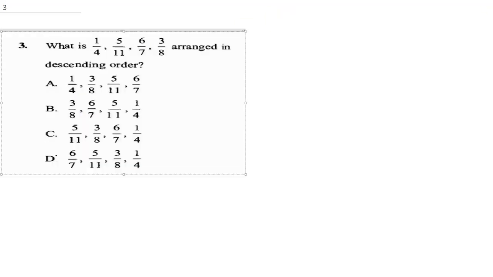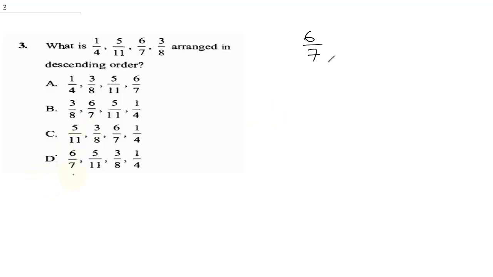And question 3 says, what is 1 over 4, 5 over 11, 6 over 7, 3 over 8 arranged in descending order? So we are going to arrange from the highest number to the lowest number. In order to be fast and beat your time in solving this question, you need to know that 6 over 7 is actually the greatest number here. The reason is it is close to 1, because just one unit remaining and it's going to be 1. So 6 over 7 is the greatest.